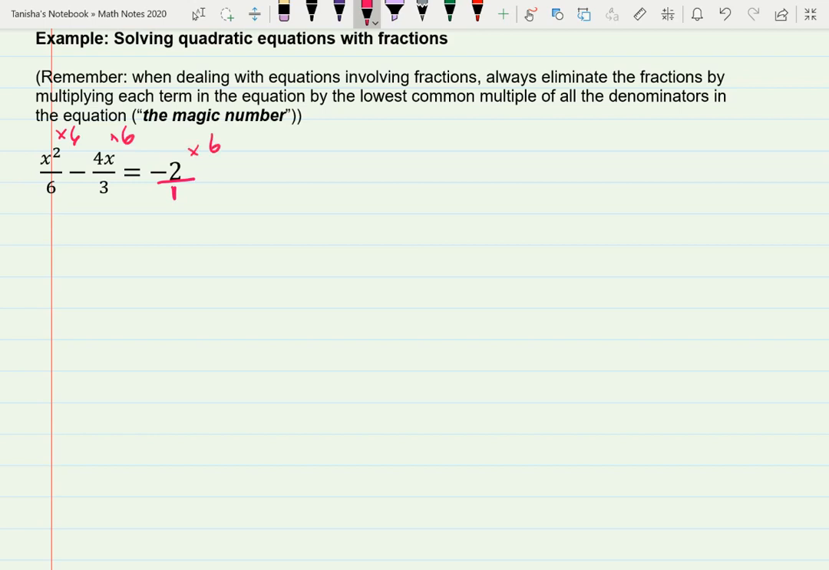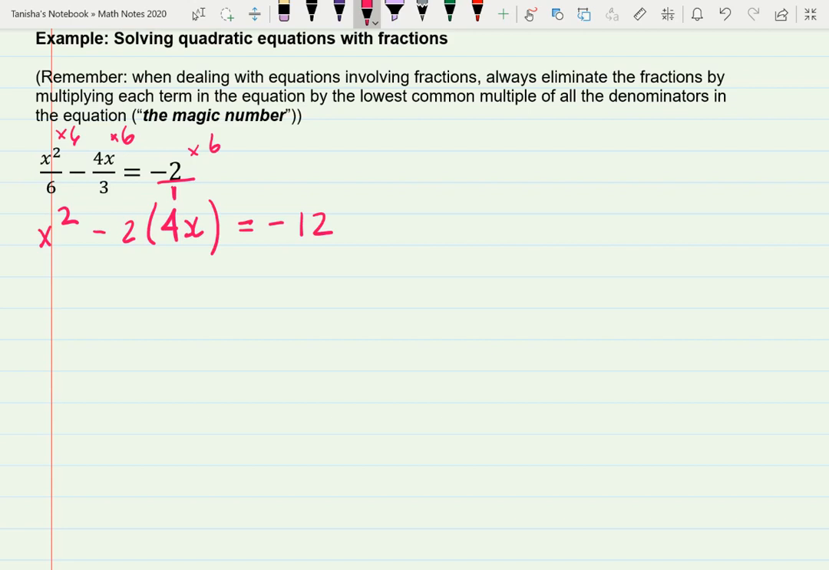So the first term times 6 is going to eliminate the denominator 6, leaving us with the x squared. When we multiply the second term by 6, we're going to be left with 2 times 4x equals, multiplying the negative 2 by 6, we have negative 12. Again, slow this video down, stop it, try it yourself, and then figure out where these numbers came from. Okay, this is a quick review of simplifying with fractions.